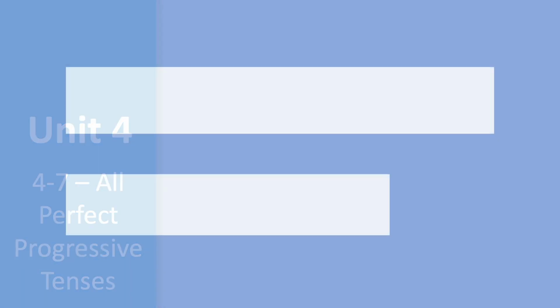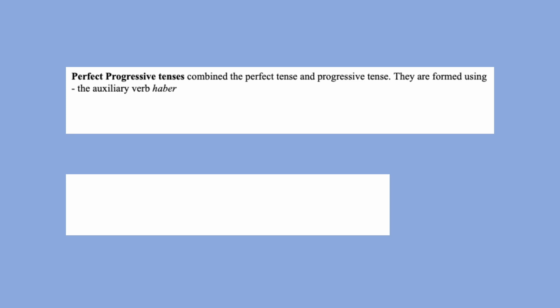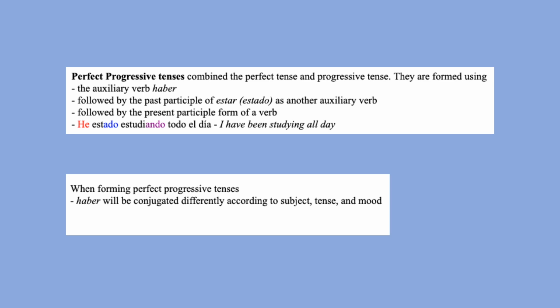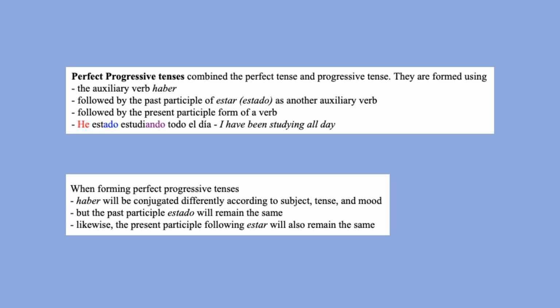Next, we look at the perfect progressive tenses. Perfect progressive tenses, like the name suggests, combine the perfect tense and progressive tense. They are formed using the auxiliary verb haber, followed by the past participle of estar, estado, and then followed by the present participle form of a verb. He estado estudiando todo el día. So haber will be conjugated differently according to subject tense and mood, but the past participle estado will remain the same, and the present participle following estar will also remain the same.